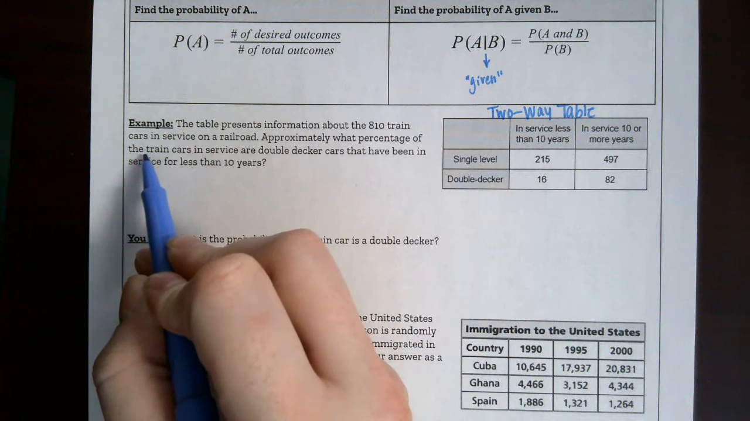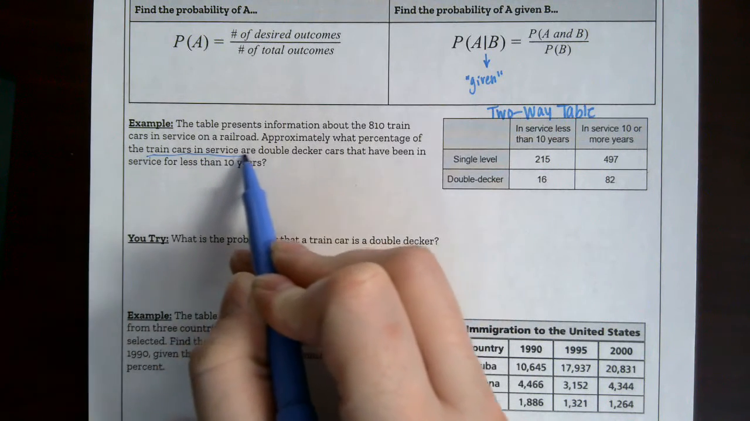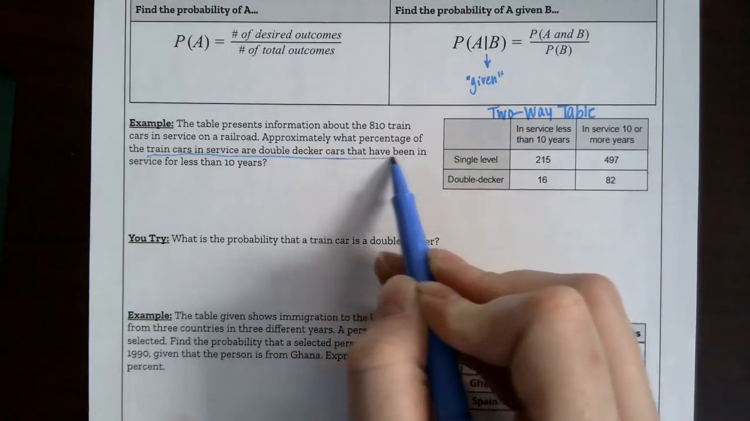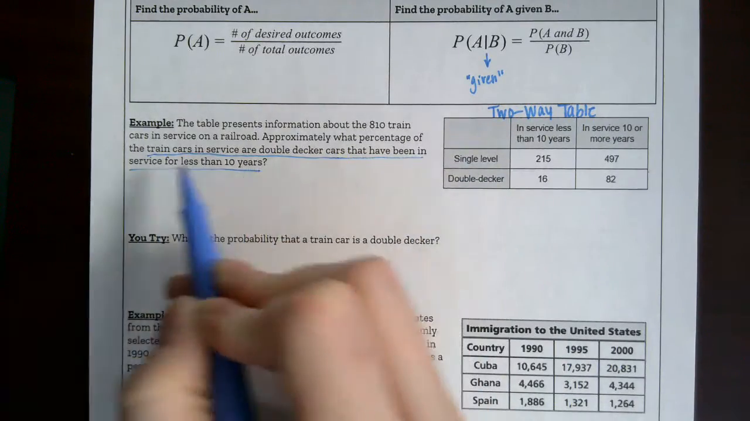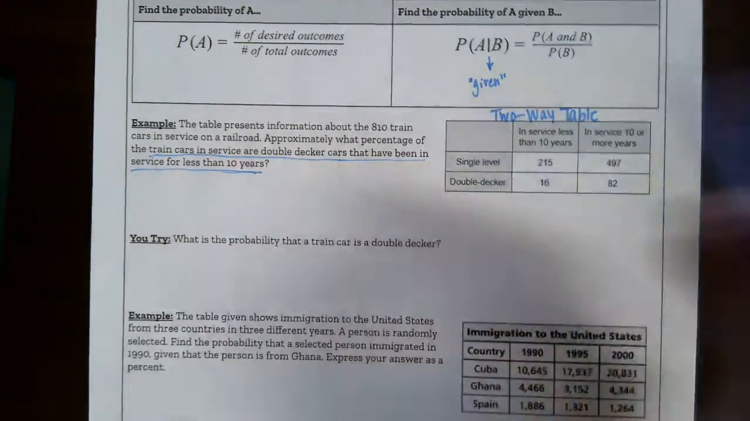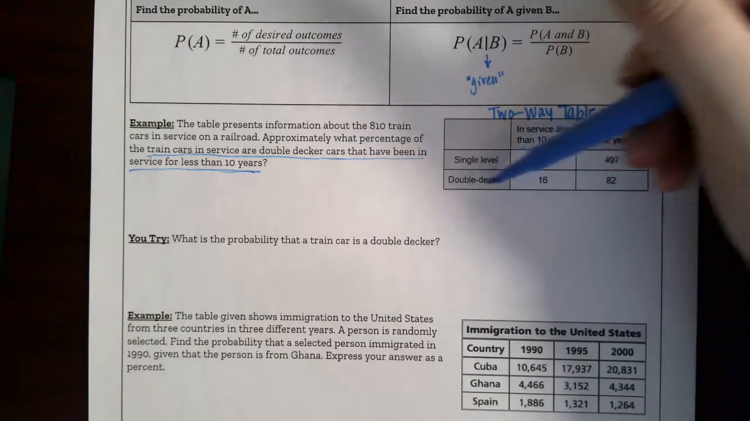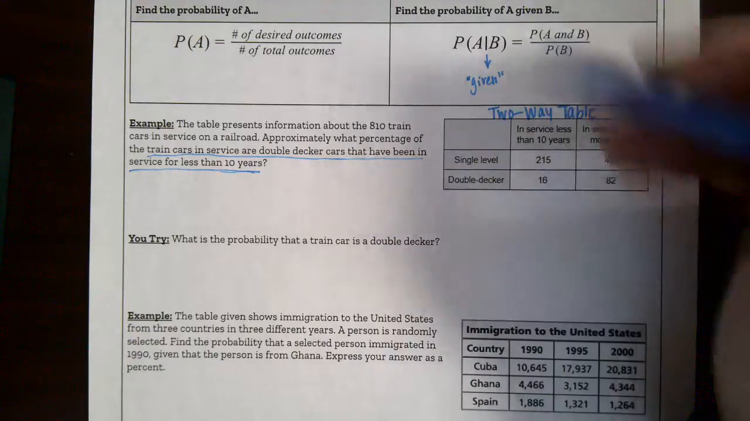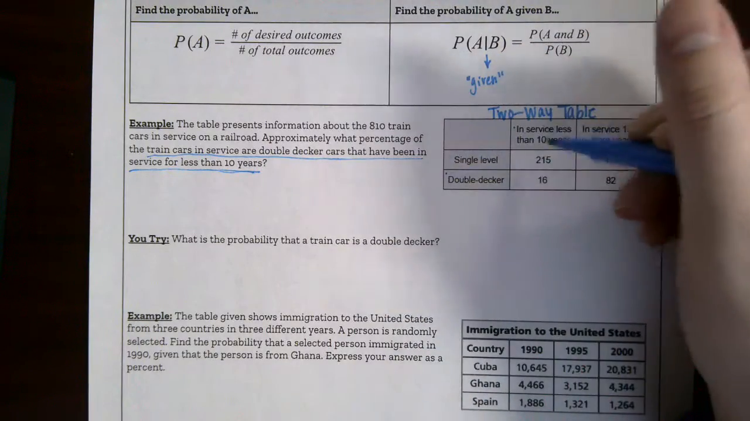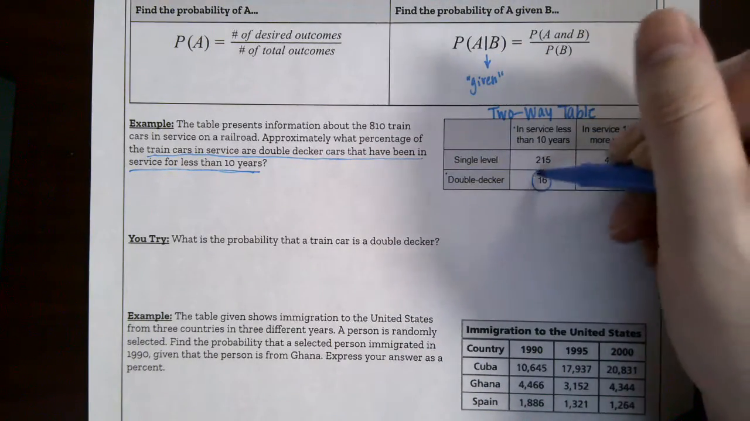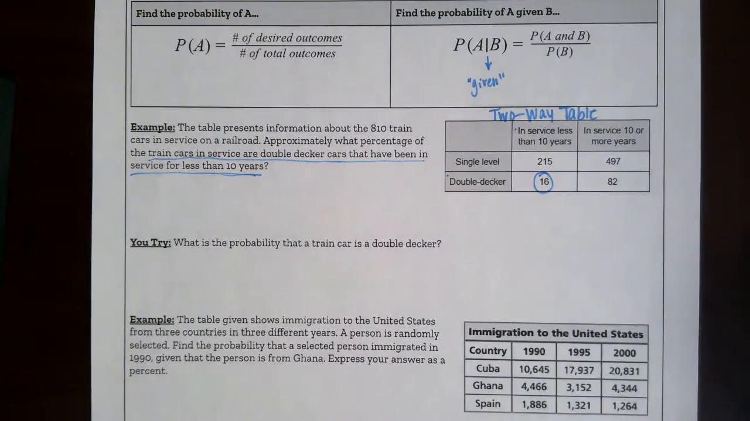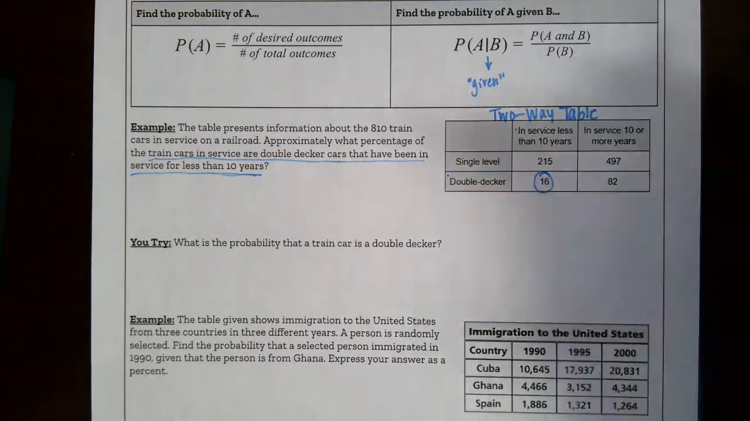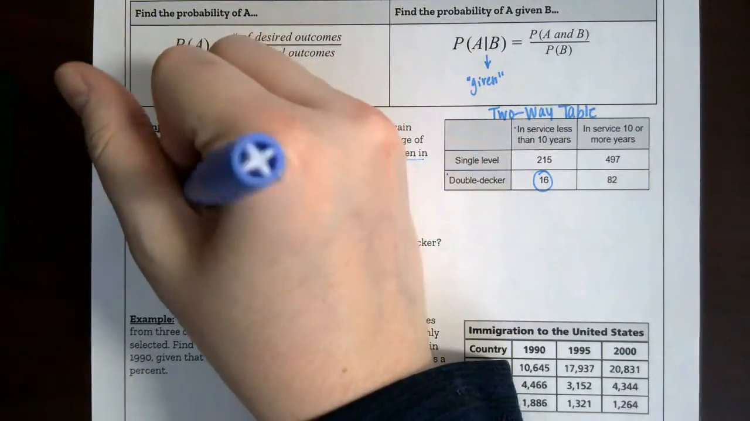So our desired outcomes are double-decker cars that have been in service for less than 10 years. That's our desired outcome. And if we look here, we can look at double-decker cars that have been in service for less than 10 years. So you put these two pieces of information together. We wanted this and this to be true, so this is our answer. And it's a probability, remember, so that's our desired outcome. We put that on top.